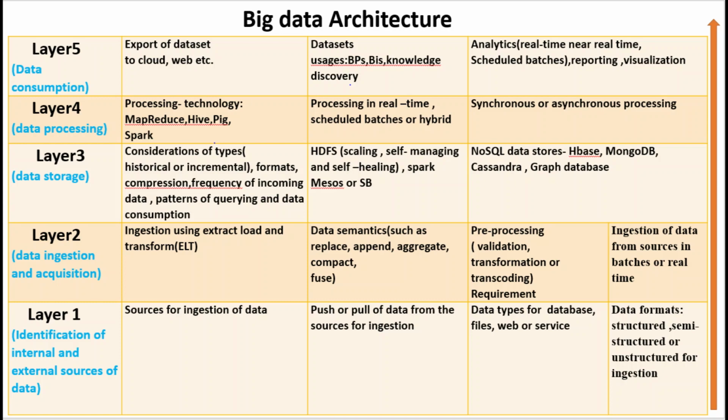Next is the data semantics. It is nothing but we can replace the data that we require. Append is adding the extra data, aggregating the data. Compact is the overall data and fuse is cleaning the data. And then pre-processing the data by checking the validation of data and transformation or transcoding requirements.